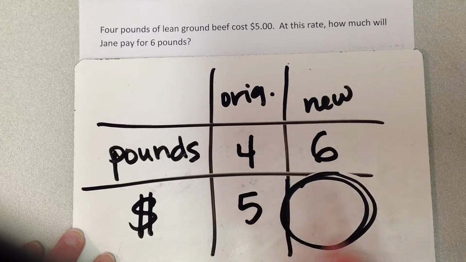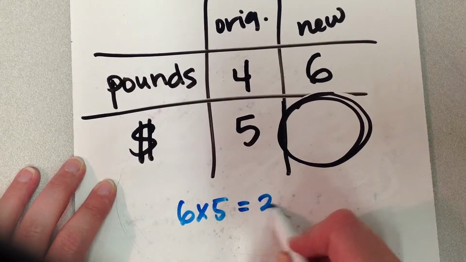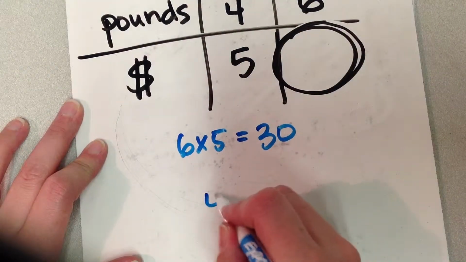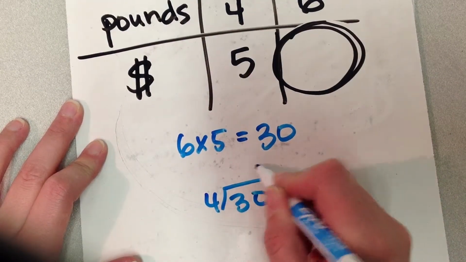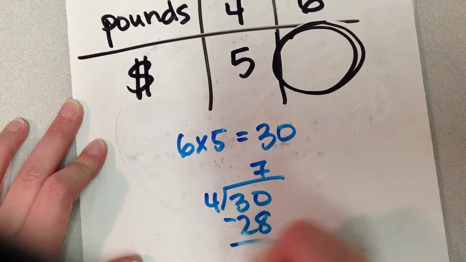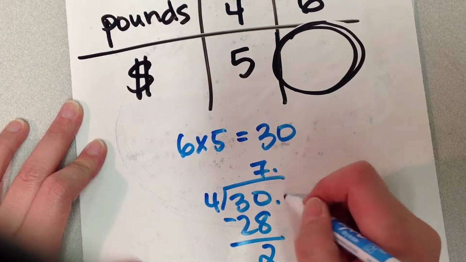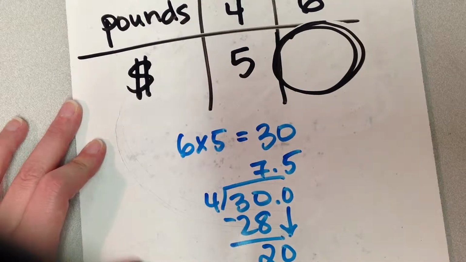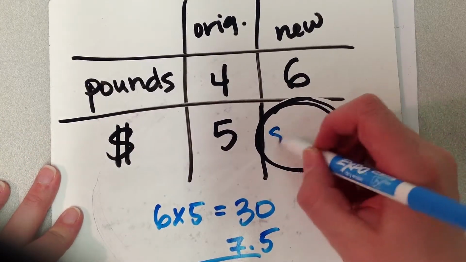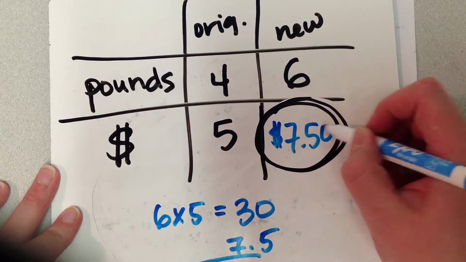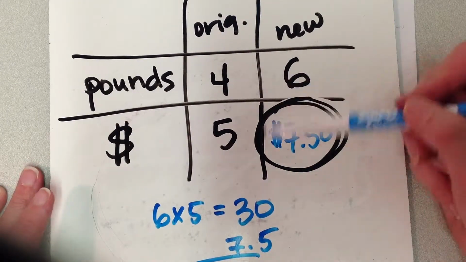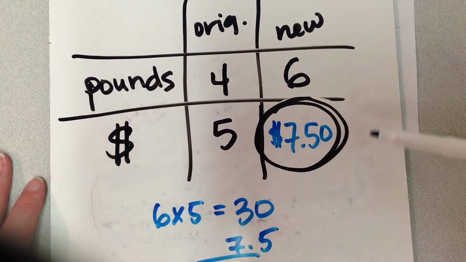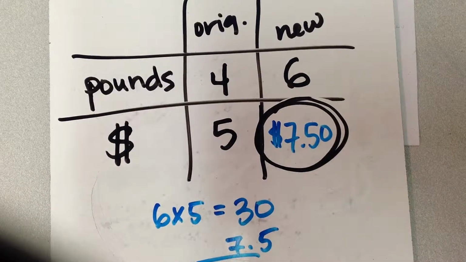6 times 5 is 30. Right? We're all good so far. I'm going to divide that by that 4. 4 goes into 30 7 times, which is 28. I've got 2 left over. Drop in a decimal and a 0. 7.5. But since it's money, I'm going to write it as $7.50. So if it's 4 pounds for $5, then Jane can expect to pay $7.50 for 6 pounds of ground beef.